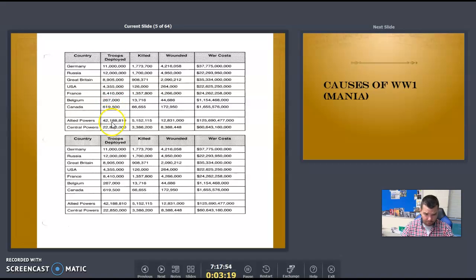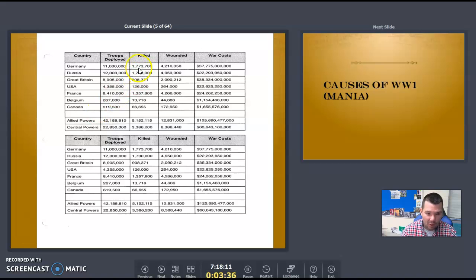We'll get more into the Allied powers in a minute, but that's 42 million troops involved on the Allied side, and about 23 million, rounding up a little bit, for the Central Powers.